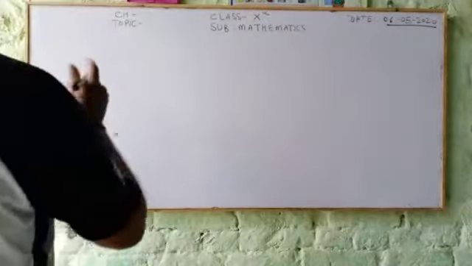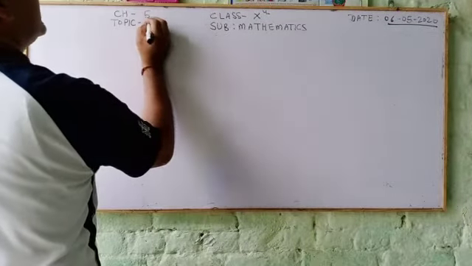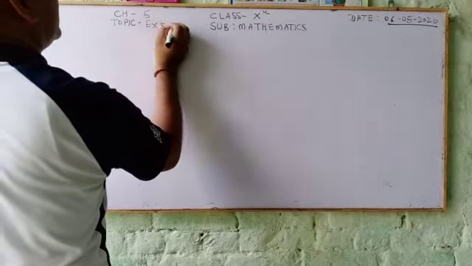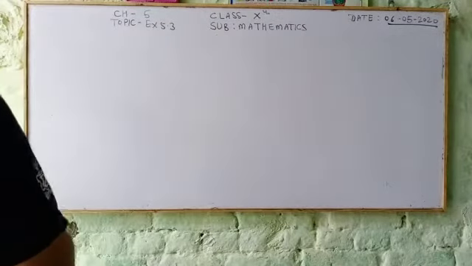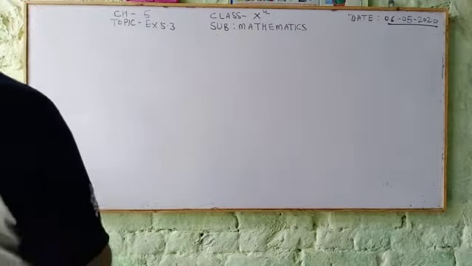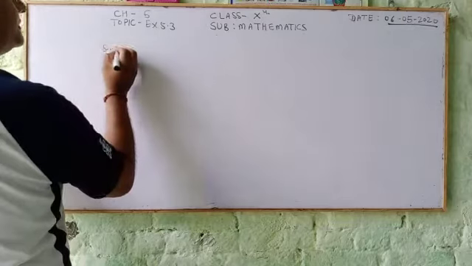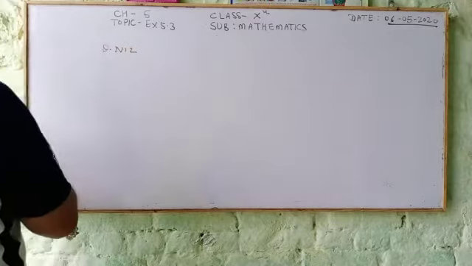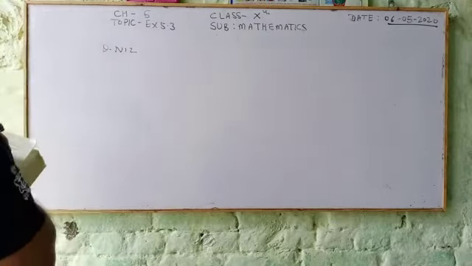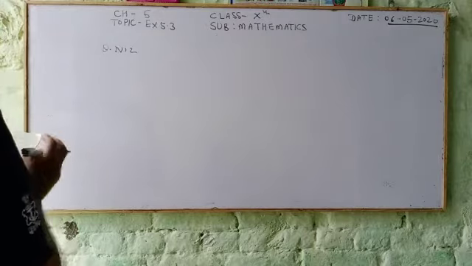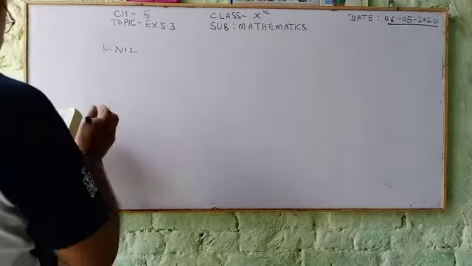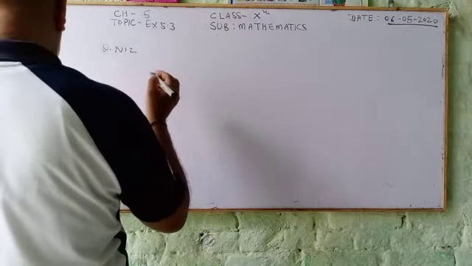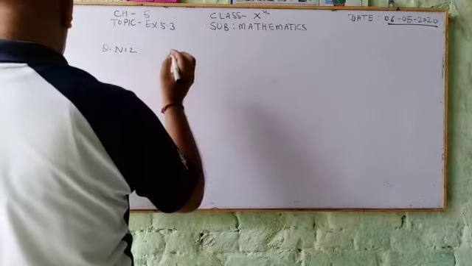In lesson number 5, exercise 5.3, we are taking question 12. Find the sum of first 40 positive integers divisible by 6.